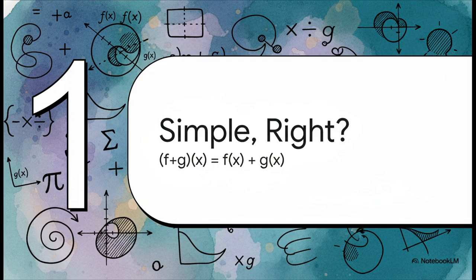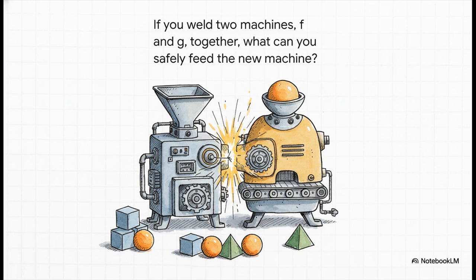So let's get the simple part out of the way first. When you see something like f plus g of x, all it really means is you take the expression for f of x and you add it to the expression for g of x. It's the same deal for subtraction, multiplication, and division. Easy enough.